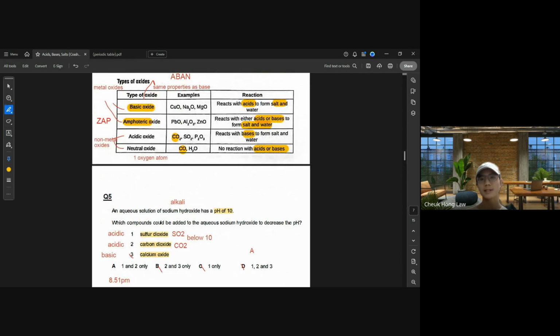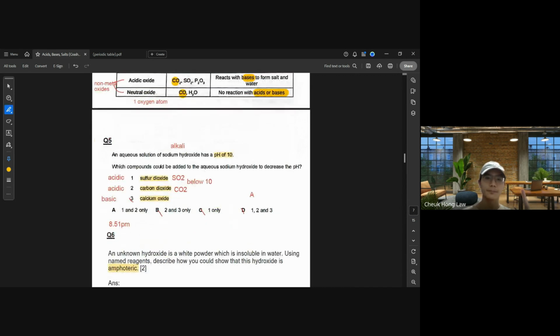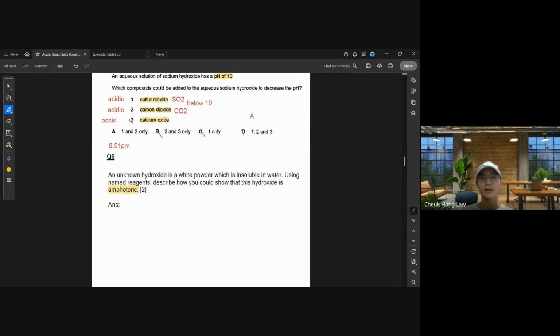Amphoteric oxides can react with either acids or bases, right? Remember I said they are like bilingual people. We can communicate in two languages. Amphoteric oxides can react with acids and bases. So we just have to add a named reagent that is an acid and another named reagent that is an alkali and see if there's a reaction.